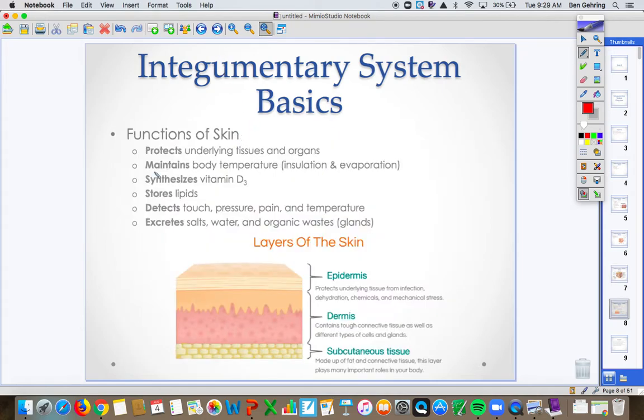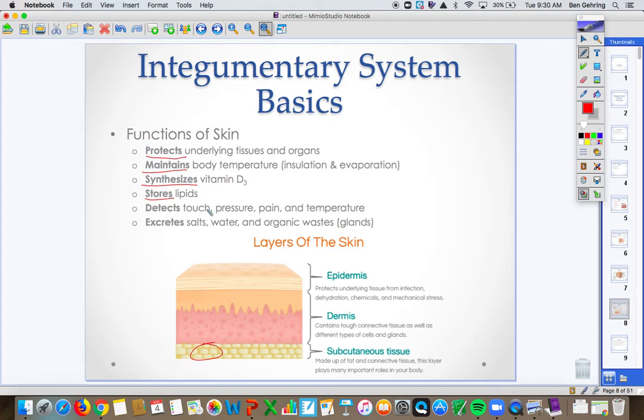Some functions of the skin, some functions of this covering we have. One, it protects our tissues and organs. This prevents severe damage to the inside of your body. 2, it maintains your body temperature, providing insulation and allowing your body to evaporate sweat from the outside. It produces vitamin D. This is why being out in the sun is important, because you synthesize vitamin D. It stores lipids. Lipids are fat, so those are stored down below in the hypodermic region.